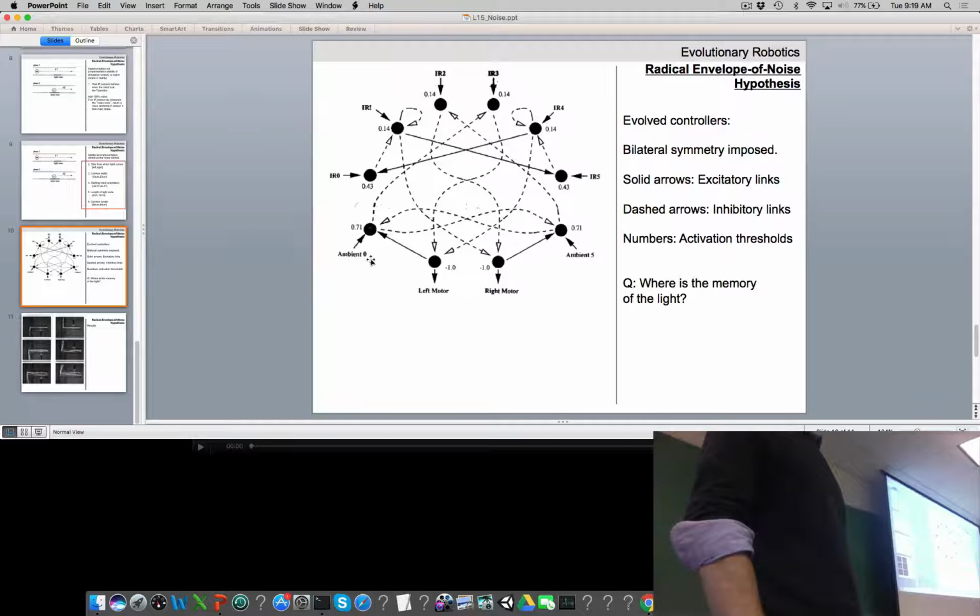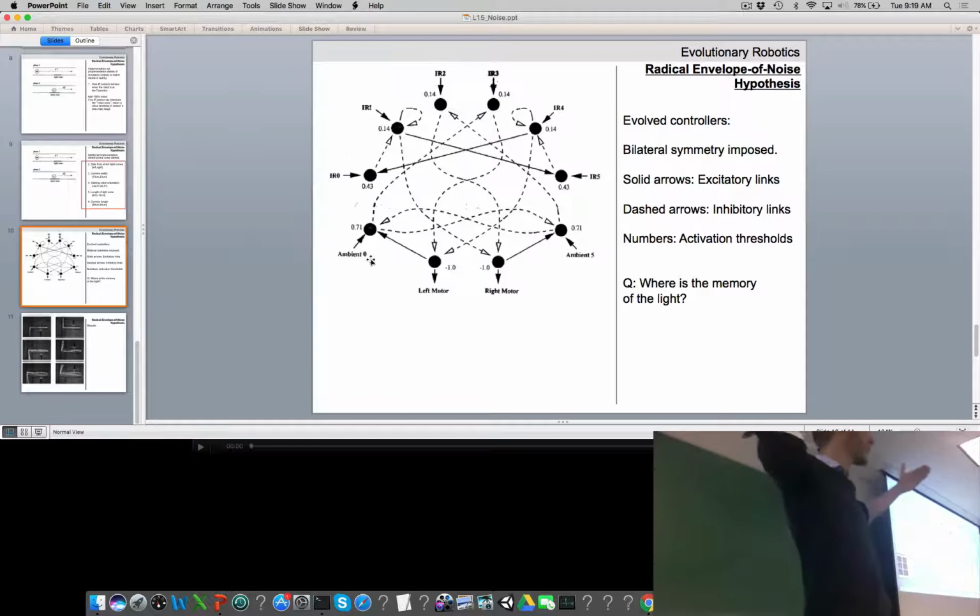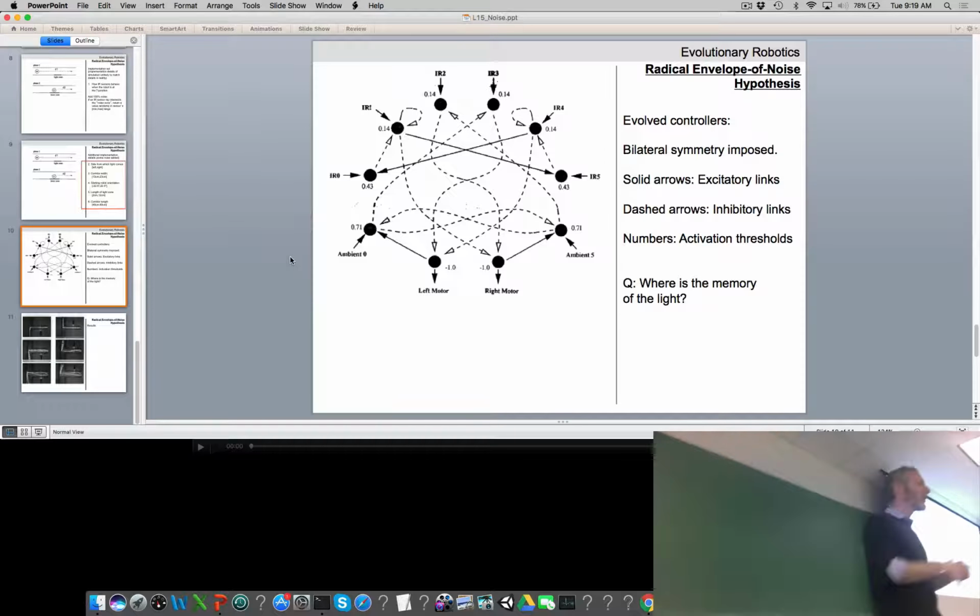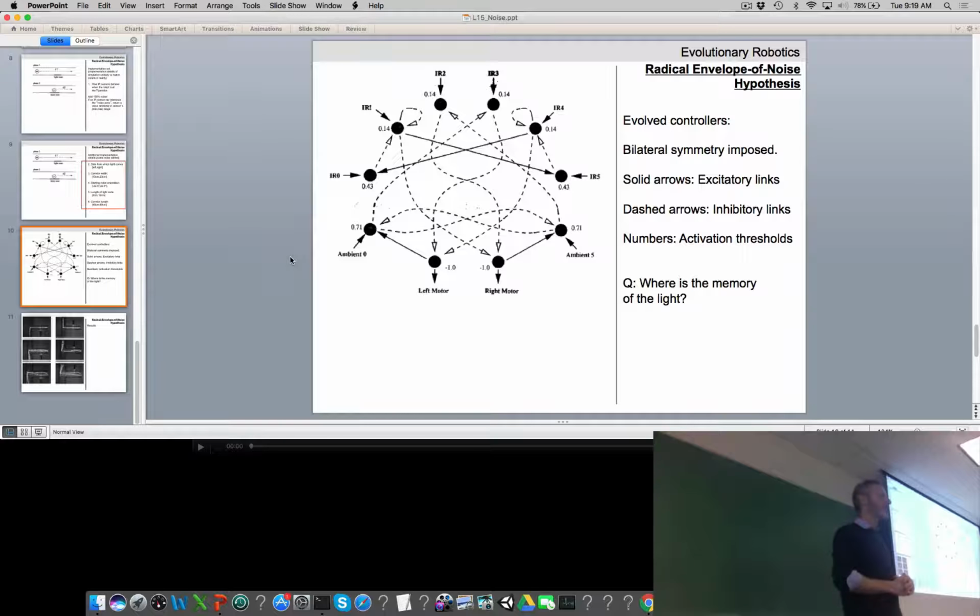Could it be to reduce the pickup of light reflecting on the other side of the corridor? Exactly, right? So the flashlight is on the right, but maybe it's also reflecting off the left. And the robot's not quite clear. It says, wait a second, is there more light on the right or the left? Mutual inhibition sort of exaggerates any slight difference, right? So it's the robot's brain trying to clarify which side it's on.